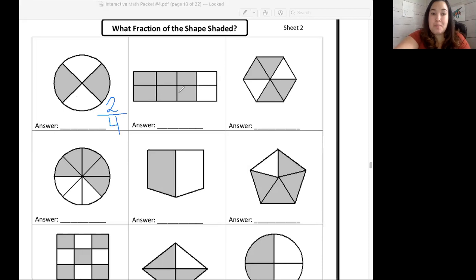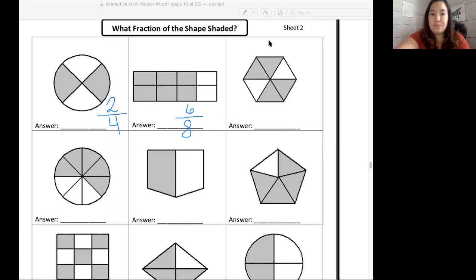Let's count to find out what our bottom number is, right? What our denominator is. 1, 2, 3, 4, 5, 6, 7, 8. 8 is my denominator, my bottom number, and my numerator is my top number. Let's count how many is shaded. How many? 6. Great job. So my answer is 6/8.